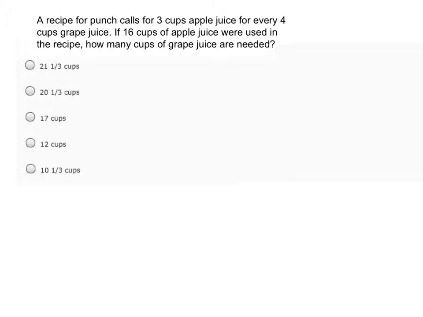A recipe for punch calls for 3 cups apple juice for every 4 cups grape juice. If 16 cups of apple juice were used in the recipe, how many cups of grape juice are needed?